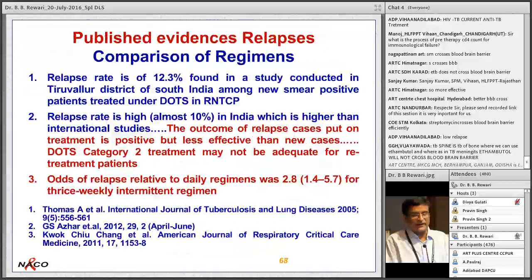Just to re-emphasize, in a study conducted from South India by Thomas et al., the relapse rate is 12.3%, and another study shows 10%. So odds of relapse relative to daily regimen was 2.8 for the thrice weekly intermittent regimen, meaning thereby relapse was very high, 2.58 times higher if we are using a thrice weekly intermittent regimen compared to daily regimen.